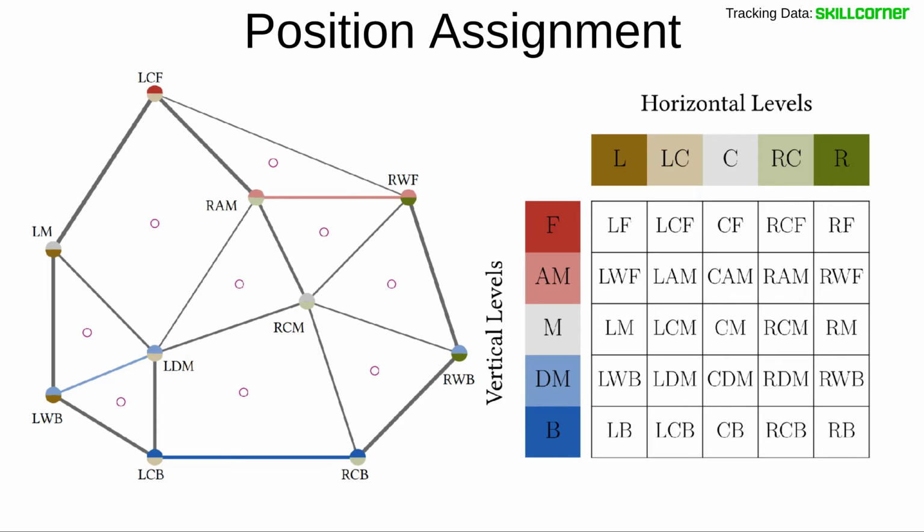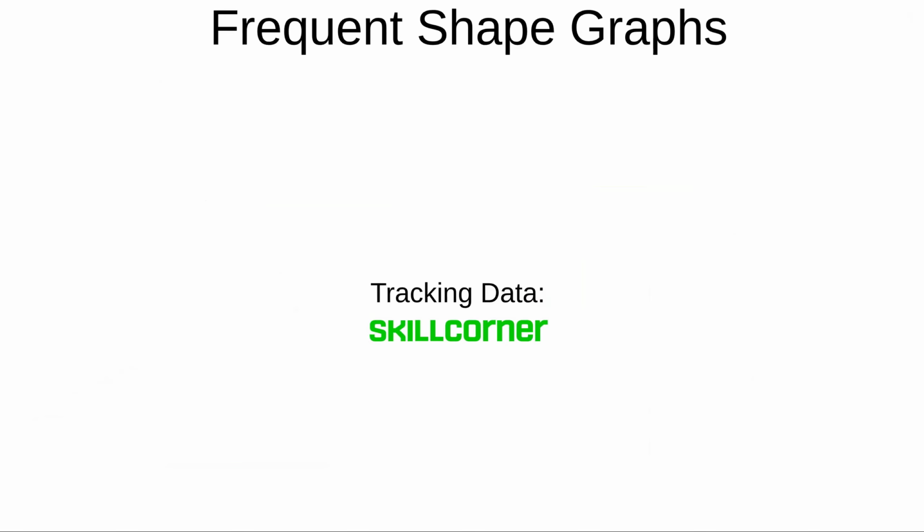And this pair of colors tells you whether the player is playing, for example, as a right center back or a left center back, or even a left center forward. So what we can do is look into this graph first, which we call the shape graph, and report the frequent shape graphs per team over the first match segment.